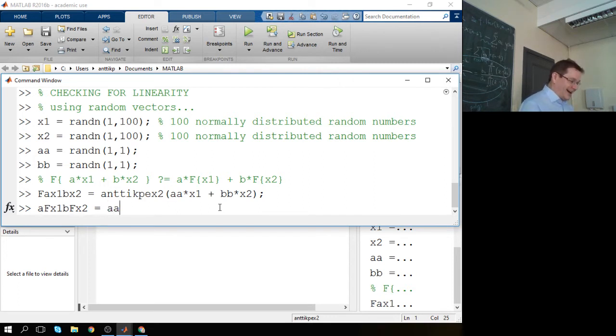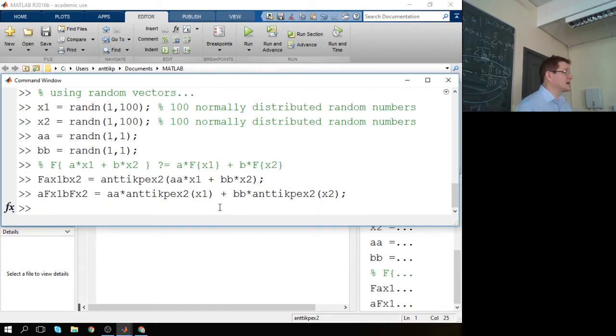Okay, a times anti-kp. Why did it actually make this long file, the function name? Hope you did something smarter than I did. Plus bb times anti-kp, kp, exercise 2, and x2. Okay, that's the right-hand side of the equation. No mistakes. Yes. Now we just check if those are the same.